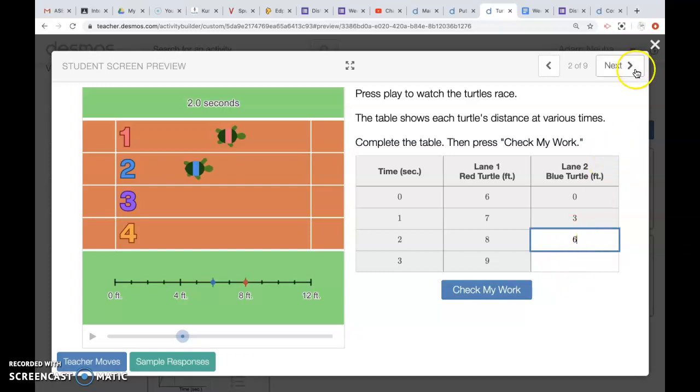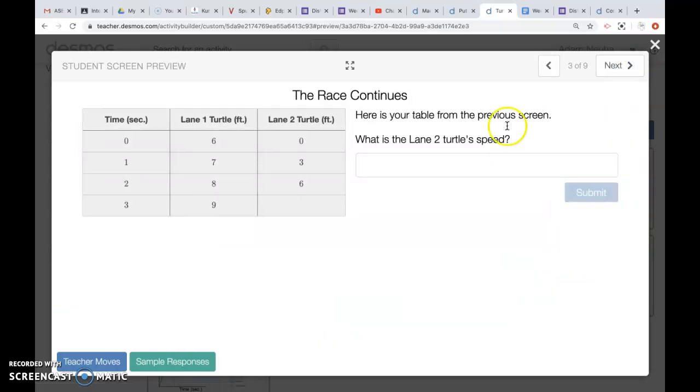If you have a question, email me, but it shouldn't be that hard. Okay. So it says, here's your table from the previous screen. What is the lane two turtle's speed? So feet per second. How many feet per 1 second is this lane two turtle traveling? Figure that out on your own. If you have questions, ask, but it should be pretty self-explanatory. So it's how many feet per 1 second?